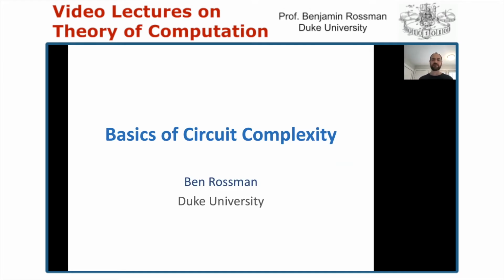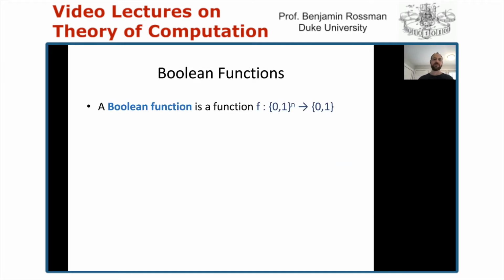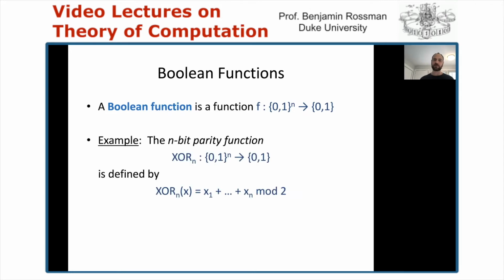Basics of circuit complexity. So the central objects of study in circuit complexity are Boolean functions and Boolean circuits. A Boolean function is a function from the hypercube, so the set of n-bit strings, to {0,1}. And a running example in this lecture will be the n-bit parity function, denoted XOR sub n. This maps a string x to the parity of the number of ones in x, so the sum of coordinates x1 to xn modulo 2.